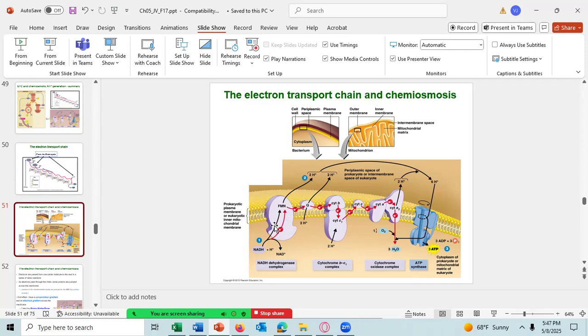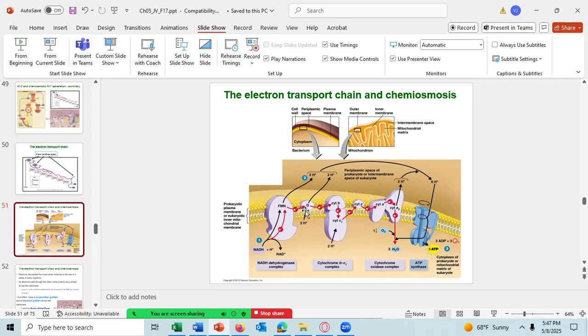Along the way, hydrogen ion is pumped from this side of the membrane to that side of the membrane. That creates a twofold gradient. There's more hydrogen on this side of the membrane than on that side of the membrane. There's also more positive charge, because each of these hydrogen ions has a positive charge, on this side of the membrane than on that side of the membrane. So these hydrogen ions are, by the laws of thermodynamics, going to want to move from this side of the membrane to that side of the membrane.